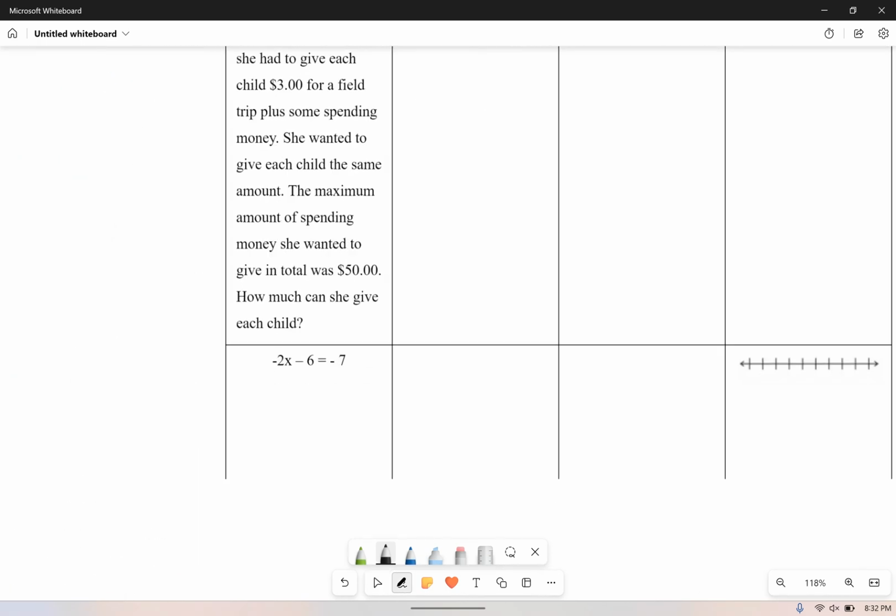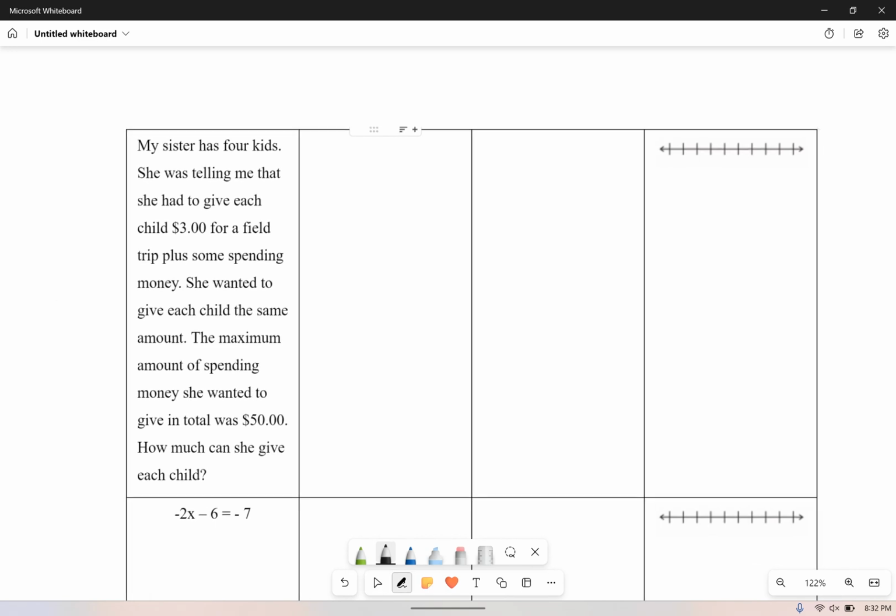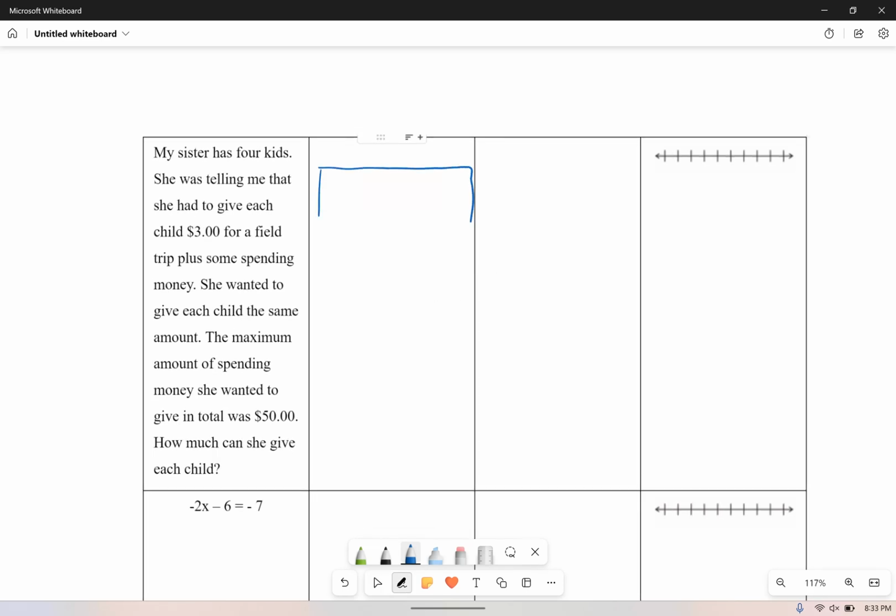Oh my goodness me. I'm going to do one last one. I'm going to skip the very, very last round because it's just a regular equation. My sister has 4 kids. She was telling me that she had to give each child $3 for the field trip, and some spending money. The maximum amount that she wanted to spend was $50. So she wants to give the kids less than or equal to $50 altogether. Now there's 4 kids.